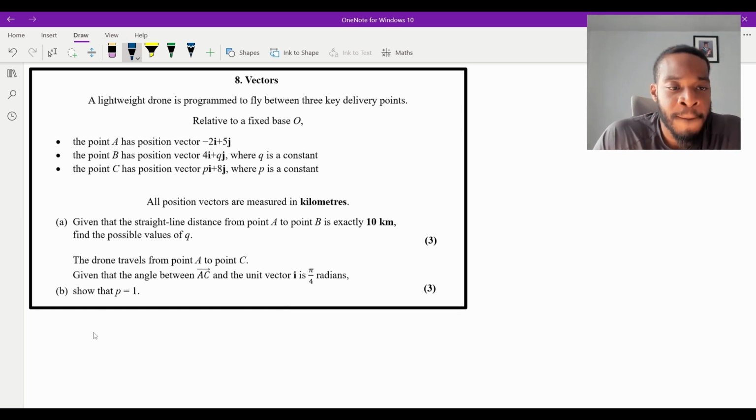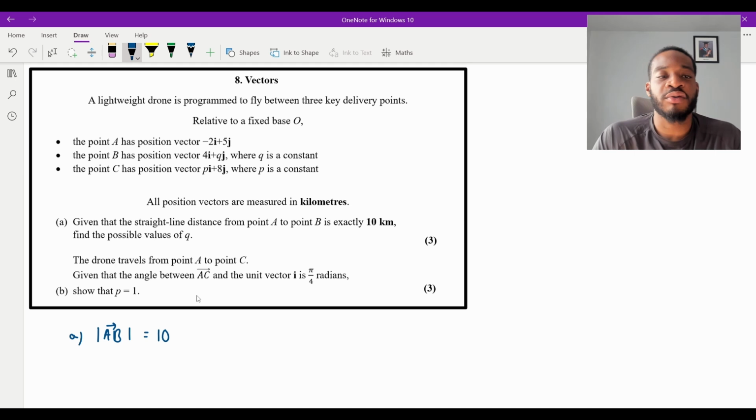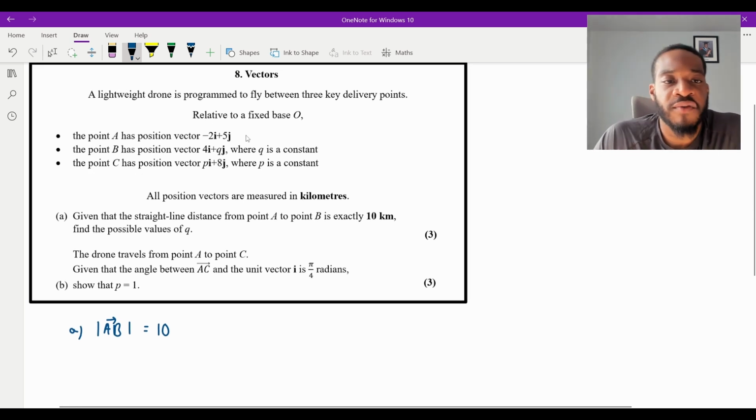Okay, so part A, they're asking us about the straight line distance between A and B, and it's 10 kilometers. So this is just another way of saying that the magnitude of the vector A to B is equal to 10. Right? So what I need to do is figure out the magnitude of A to B, equate it to 10, and then solve for q. So where is A and where's B? Now remember, these are position vectors, aren't they? So this is O to A. That is O to B. And that is O to C, isn't it?